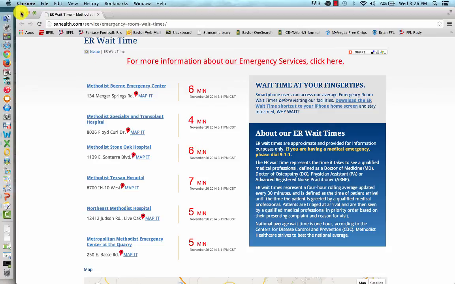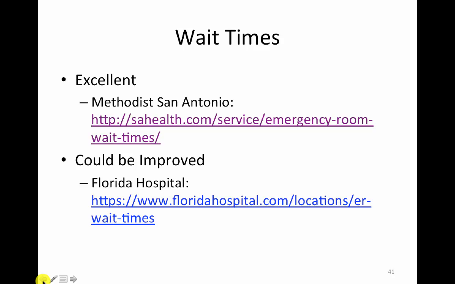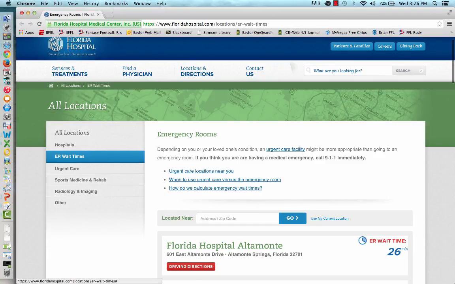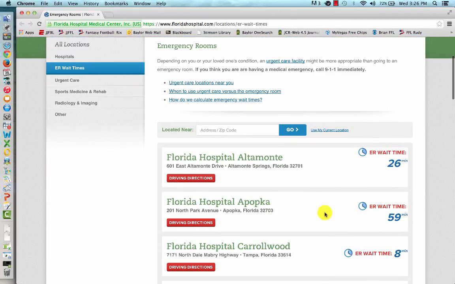Sometimes that is not the case. So we'll go back in here and look at Florida Hospital. Here's Florida Hospital. Same thing. Here they have the wait times. But what does this wait time mean? Granted, they're a lot worse than Methodist, but that's beside the point.